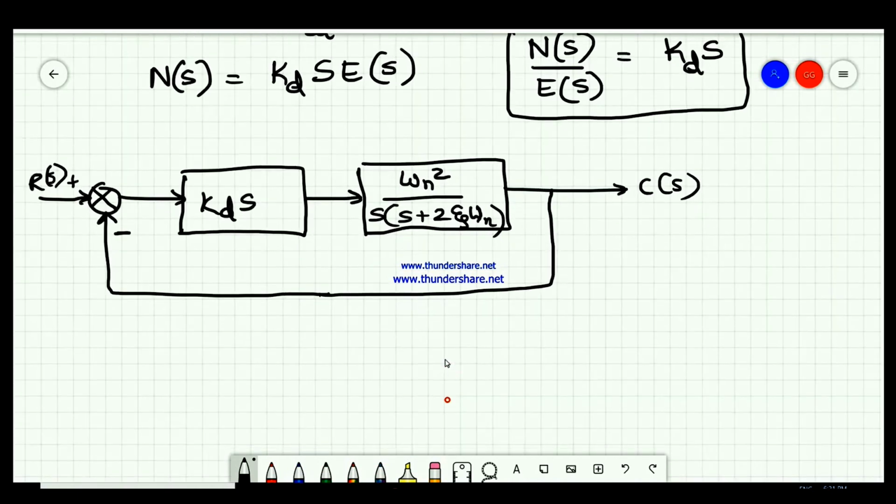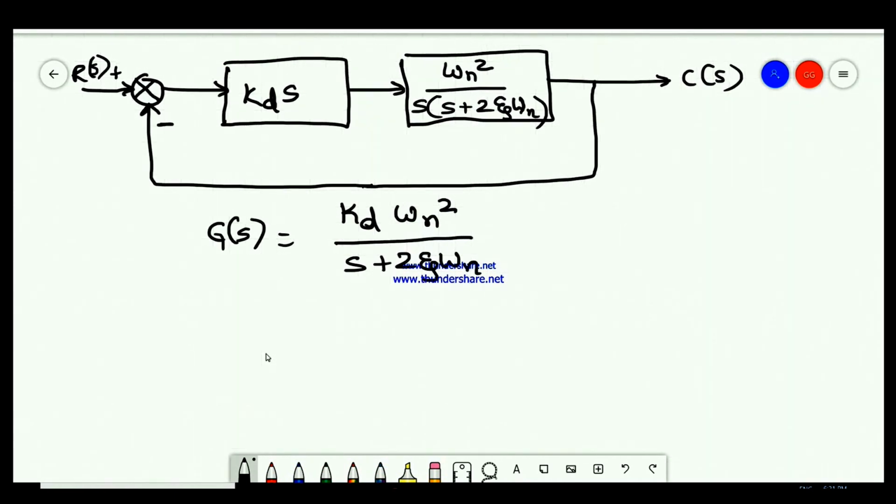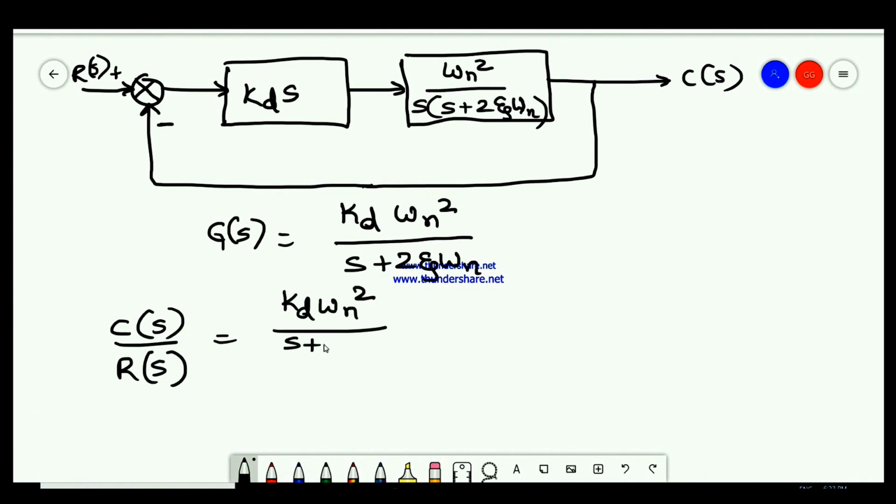Now we'll try to write the g of s for this particular block, where g of s would be equal to k d s multiplied by omega n square, where s and s get cancelled, so I need not write s there. The s in k d s and the s in the denominator of the second order system get cancelled. You are left with only s plus 2 zeta omega n in the denominator. Therefore, c of s by r of s is now k d into omega n square divided by s plus 2 zeta omega n, whole thing divided by 1 plus k d into omega n square divided by s plus 2 zeta omega n.